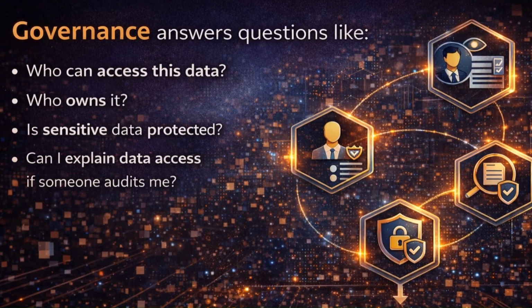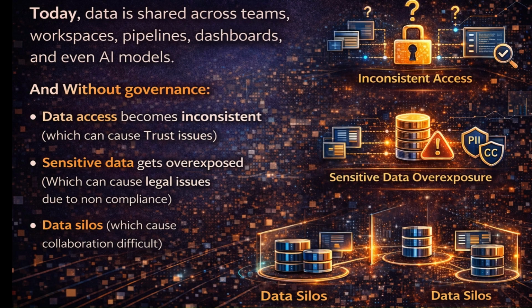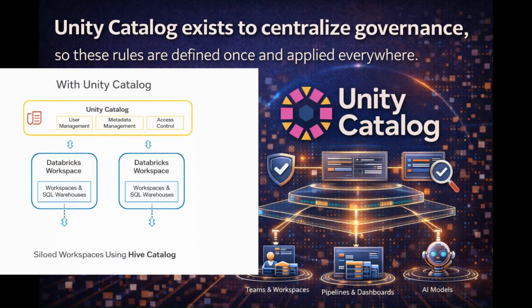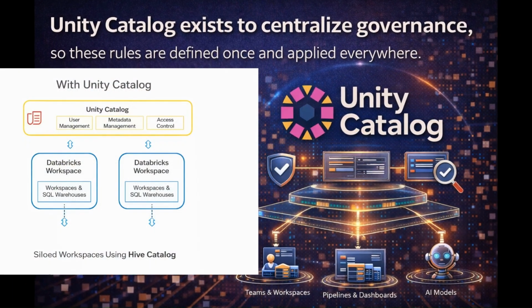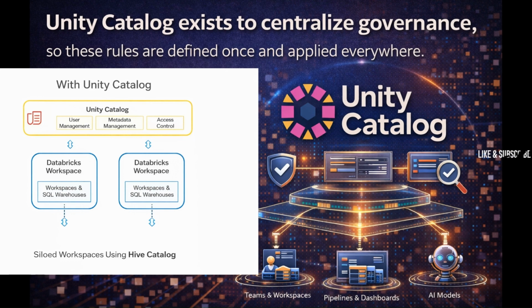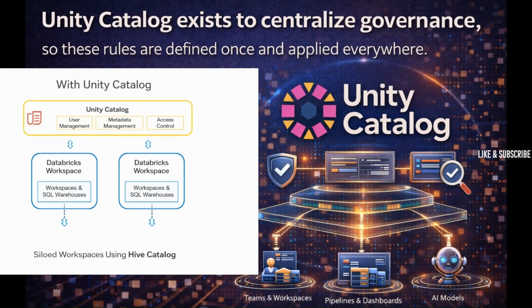In early data systems, governance was simple because data lived in one database and one team owned it. But today, the data is shared across teams, workspaces, pipelines, dashboards, and even AI models. Without governance, data access becomes inconsistent, sensitive data gets overexposed, and data silos can happen. And Unity Catalog exists to centralize governance, so these rules are defined once and applied everywhere.